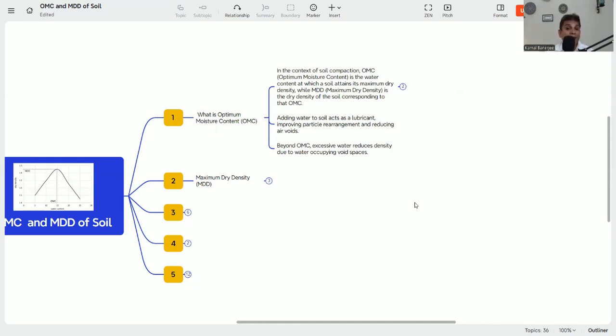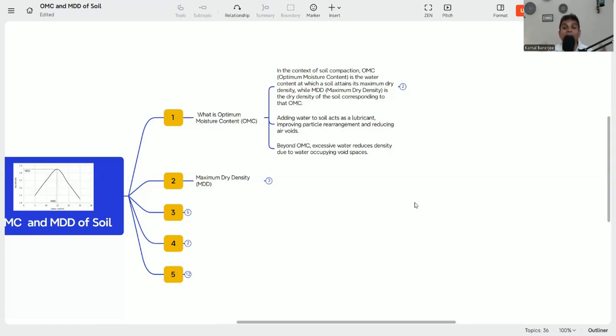And at that time, we are using water. Why is water used? Because adding water to the soil acts as a lubricant, improving particle rearrangement and reducing air voids. That is why we need to add water into the soil in order to get full compaction.